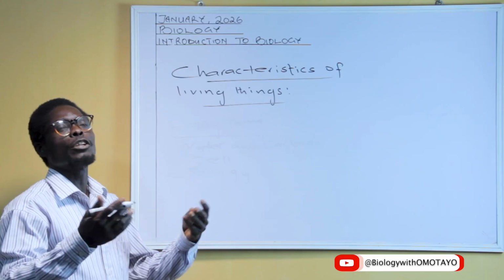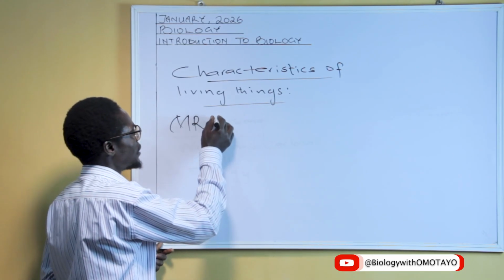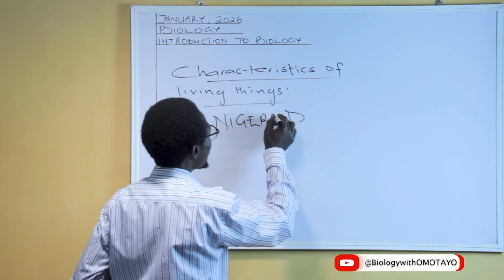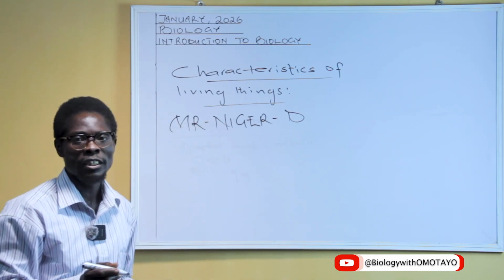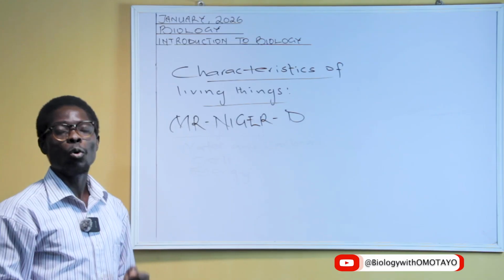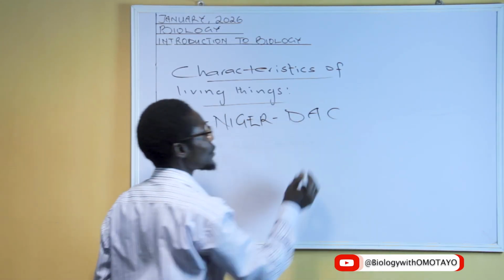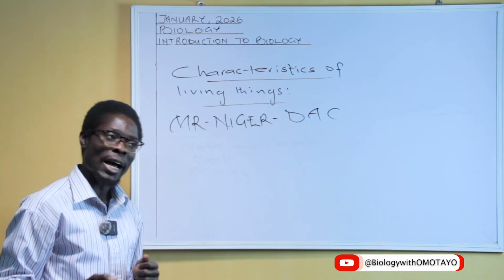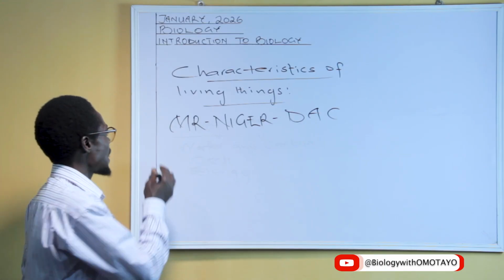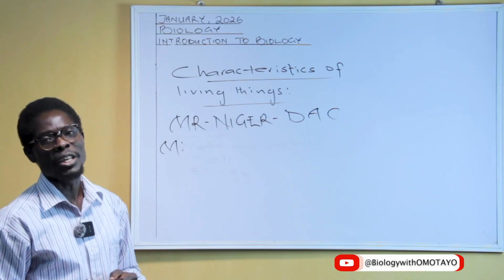There's a well-known mnemonic, Mr. Niger D. However, for this study, we won't be having just Mr. Niger D. We will rather be having Mr. Niger Dark. Come along with me and we'll get to see what the A and the C stand for. Starting with the first letter, M. Our M here simply means movement.